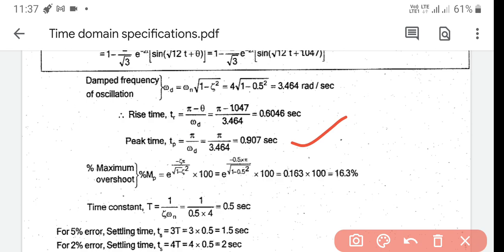Similarly, what is maximum overshoot? Percentage Mp is equal to e power minus zeta pi by square root of 1 minus zeta square into 100. Now here you know the zeta value. Zeta value is nothing but 0.5. So substitute the value of 0.5 here, you will obtain the maximum peak overshoot, that is 16.3%.